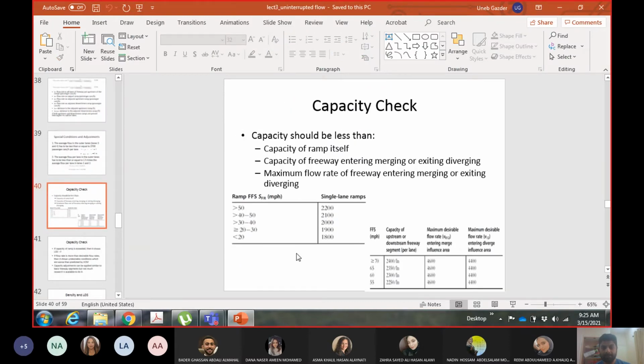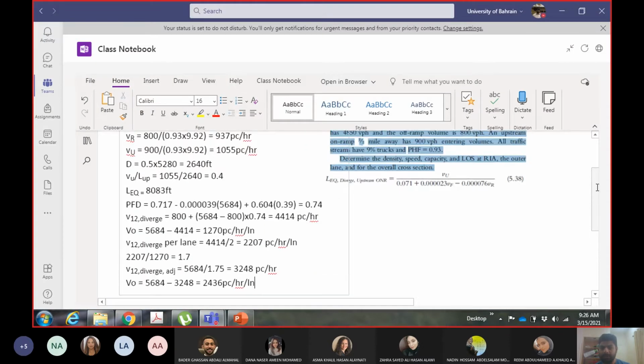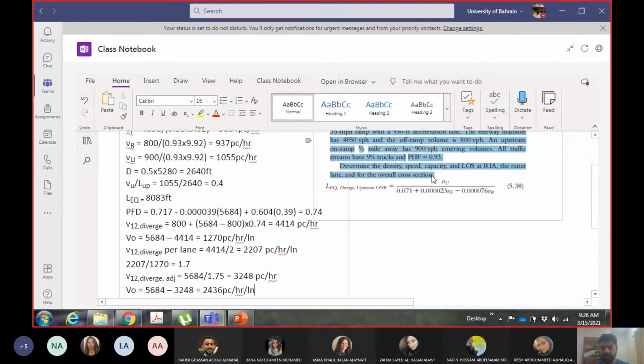Then there were capacity checks. Basically you are finding out the capacities here, because they asked for it in the question as well. So the capacity of the ramp, they are saying calculate the capacity as well. Since we are at the step where we are looking at the capacities, now we can compare it with the capacity as well.